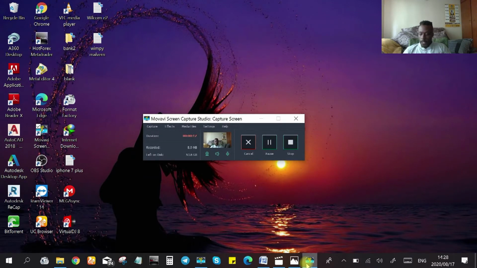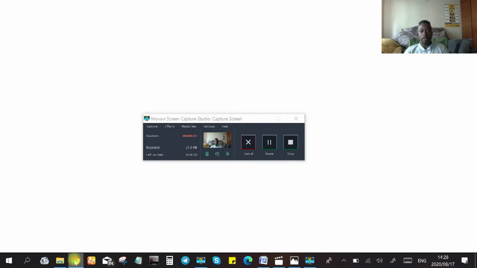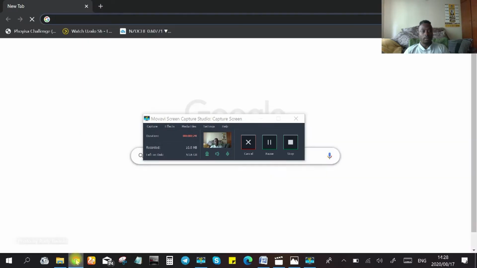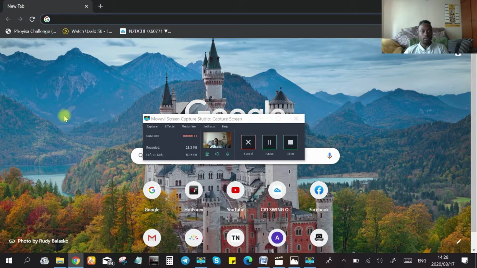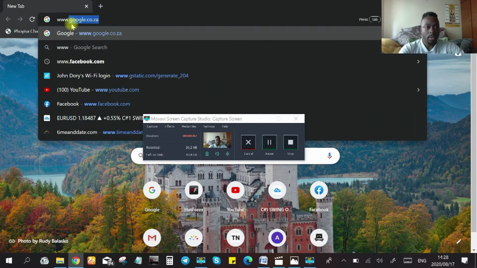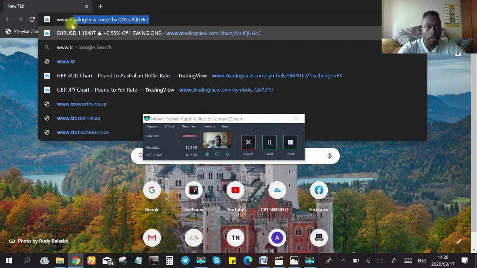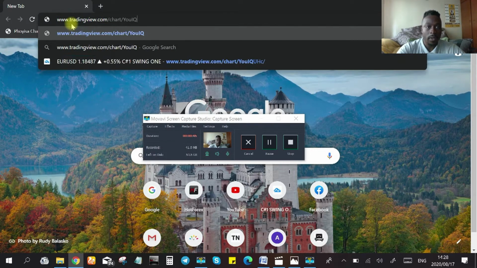Yes, swing trading. We're going to be talking about swing. You can use any browser, but I prefer Google Chrome; you can just download it from Google. Then just type www.tradingview.co.za.